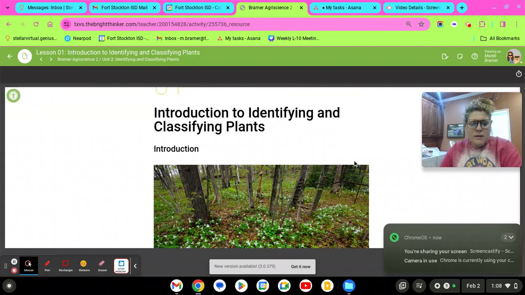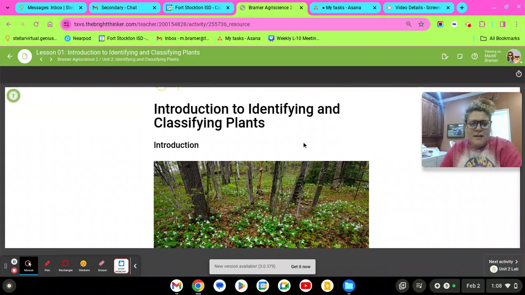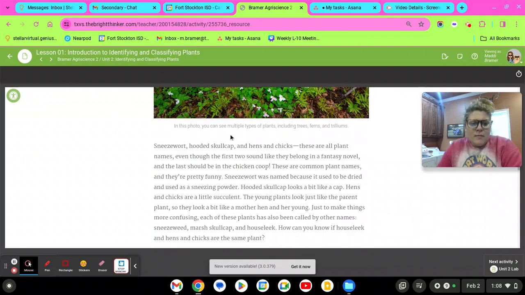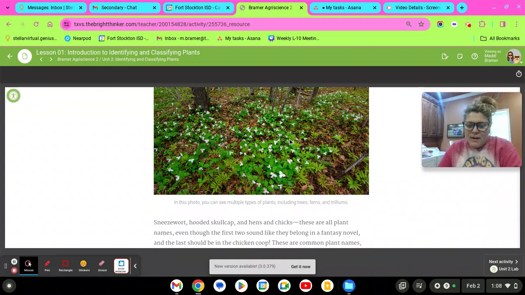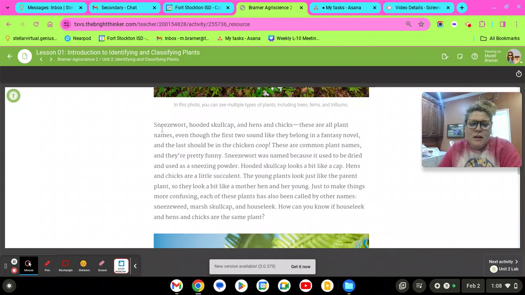All right, so today we're going to talk about an introduction to identifying and classifying plants. Plants do have very unique names, and there are so many different varieties of plants. It's nearly impossible to remember every single variety, but it is important, especially if you're going into the horticulture field, to know plants around your area. And plants have different types of names, and we'll get into them.